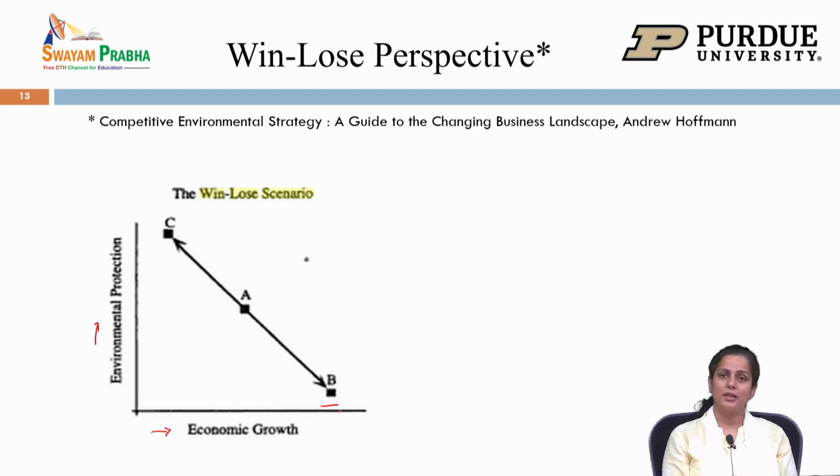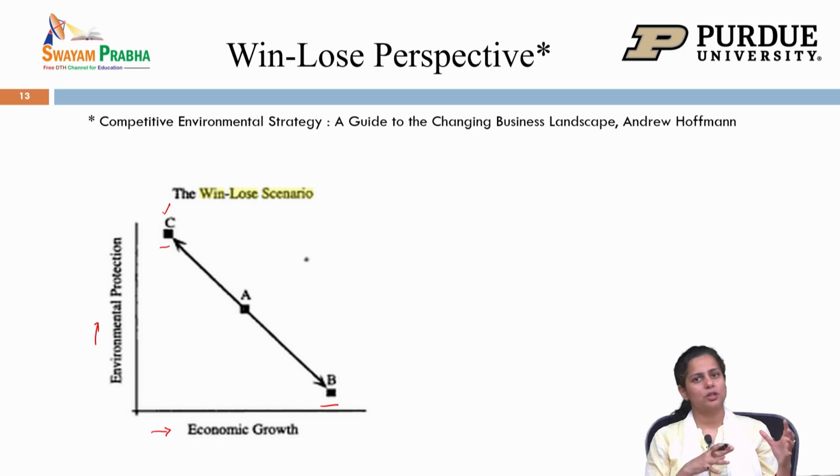This means that if you really want economic growth, you really have to give up on environmental protection, which was an old way of thinking. Or if you have to really improve on your environmental protection, you will definitely be reducing your economic growth. This is what the win-lose scenario is, that you win on one aspect, which is the economic growth, but we are actually losing on the other aspect, which is the environmental protection.